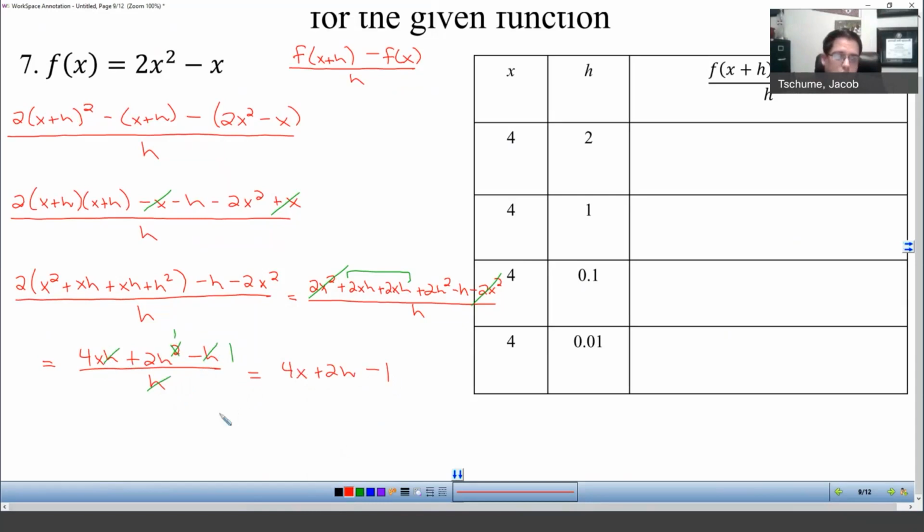Now back over to my chart. The chart says we want to let x be 4 everywhere. So actually, since x equals 4 doesn't change, I'm going to go ahead and plug x equals 4 in. 4 times 4 would be 16 plus 2h minus 1, which simplifies into 15 plus 2h.